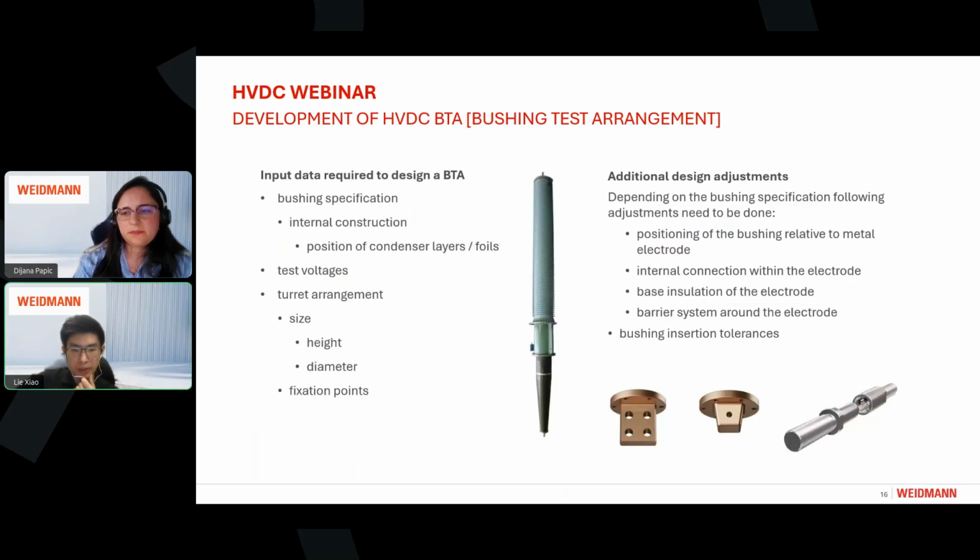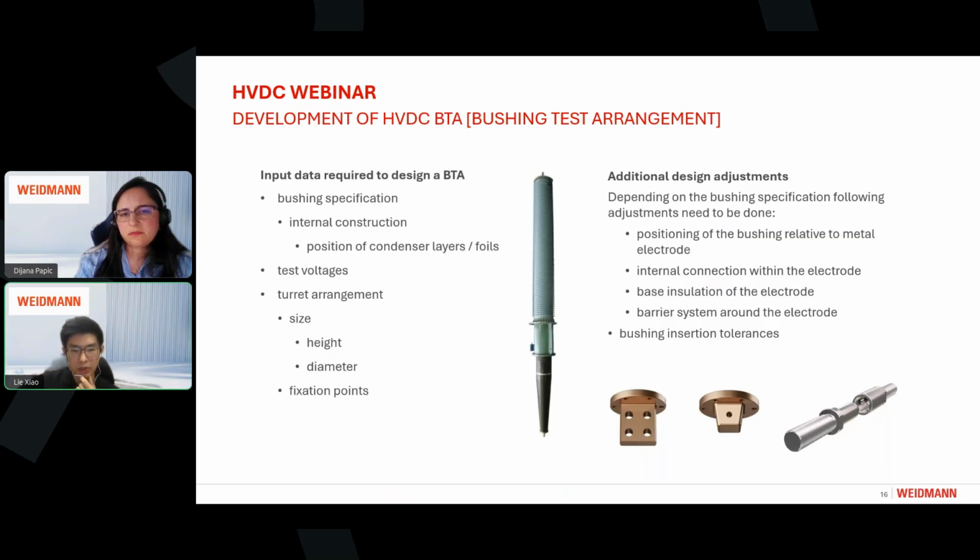So here is the list of the input data which is needed for the bushing test arrangement (BTA) design. First we need the bushing specification, and we also need the internal construction, especially the position of the condenser layers, because it will affect the field distribution later on, and also the different test voltages, turret arrangement, size, height, diameter, and so on.